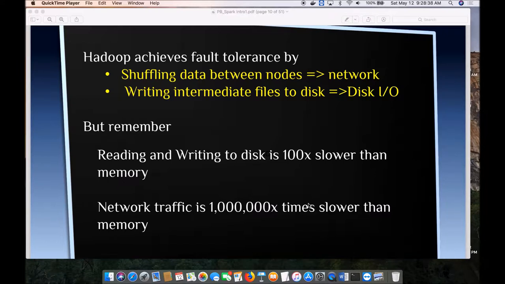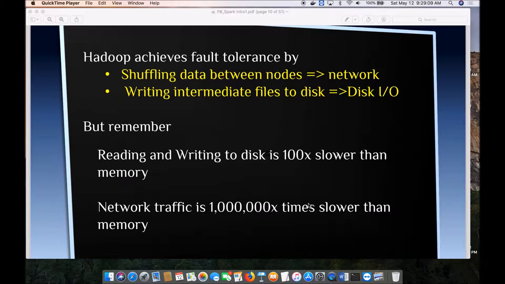Writing intermediate file to disk. Every one of you knows that whenever you write a MapReduce program, once the map is completed, intermediate files are written to the local file system. And that local file system is being shuffled to give to the corresponding reducer depending upon the keys. Twinkle should go to one reducer, little should go to the other reducer, star should go to the third reducer, and then you do the computation.